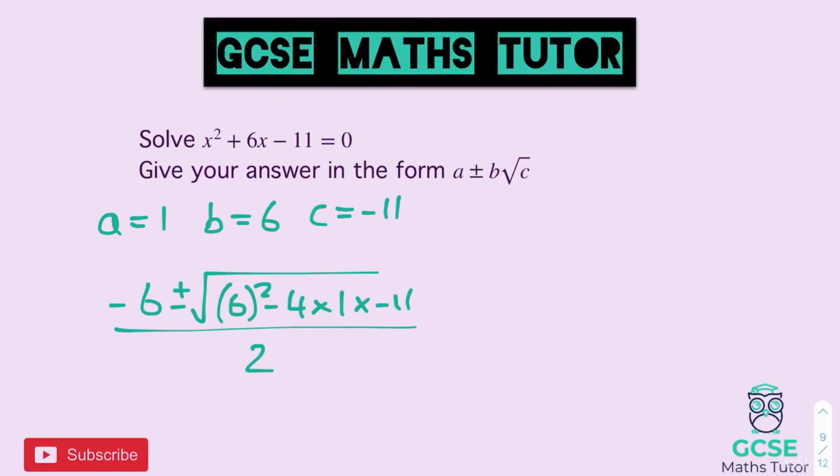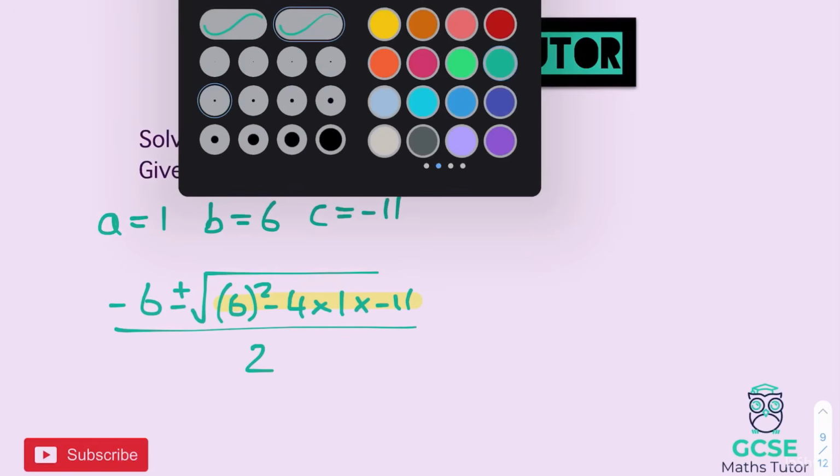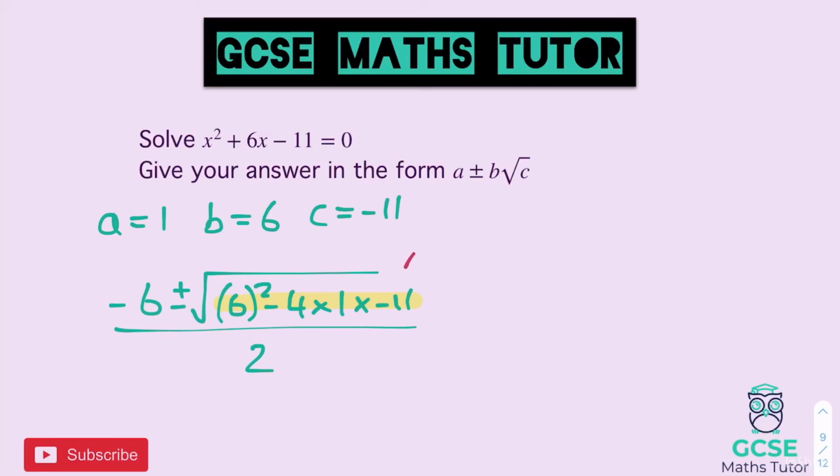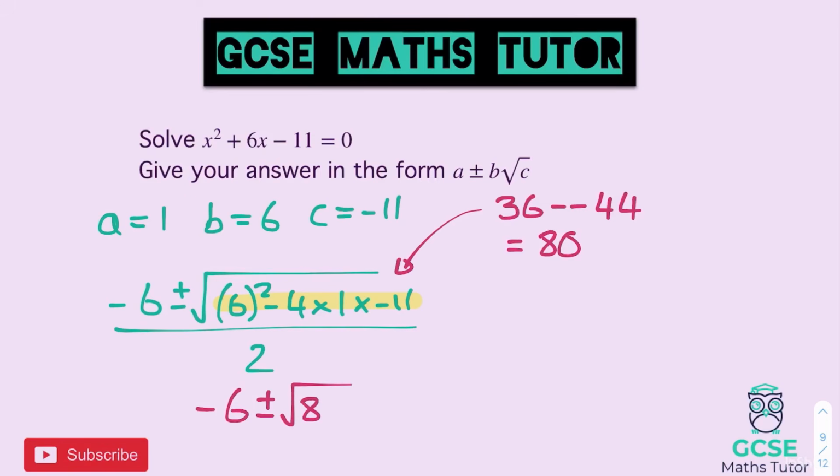Now if we just have a look at what's underneath the square root, we'll have a look at simplifying that down. Underneath the square root, we're going to have 6 squared, which is 36, take away 4 times 1 times negative 11, which is negative 44. So 36 take away negative 44 is 36 plus 44, and that comes out as positive 80. There we go, so we have positive 80. So let's rewrite this then. So we have negative 6 plus and minus the square root of 80 all over 2.